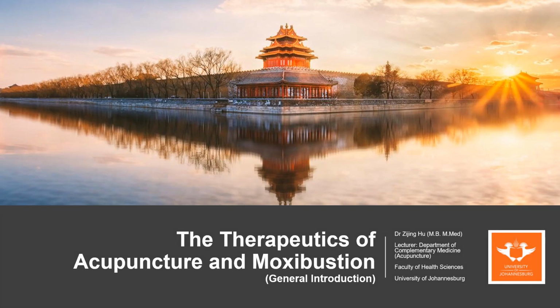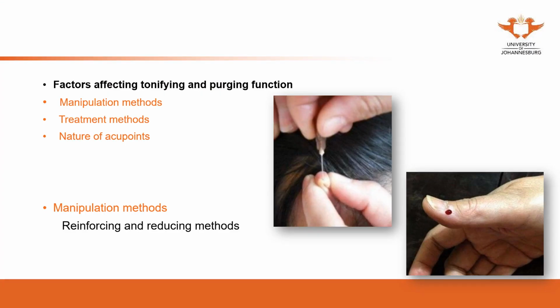Good day, class. In the previous videos, we have studied the functions of acupuncture and Moxibustion. We knew that there are three functions of acupuncture and Moxibustion. The first function is to unblock the meridian. The second is tonifying the antipathogenic qi and reducing the pathogenic qi. But how to achieve these purposes? There are three aspects you can think about: manipulation method, treatment method, and the nature of acupoints.